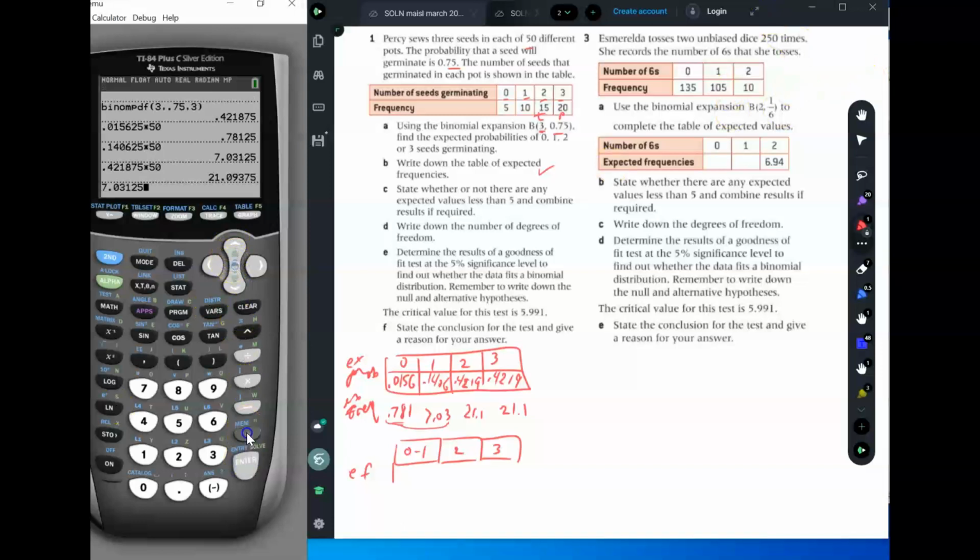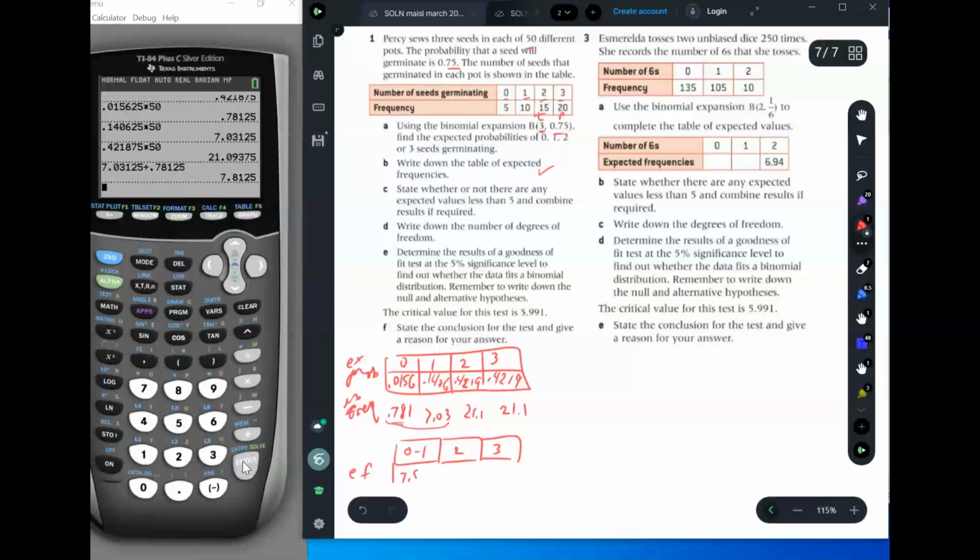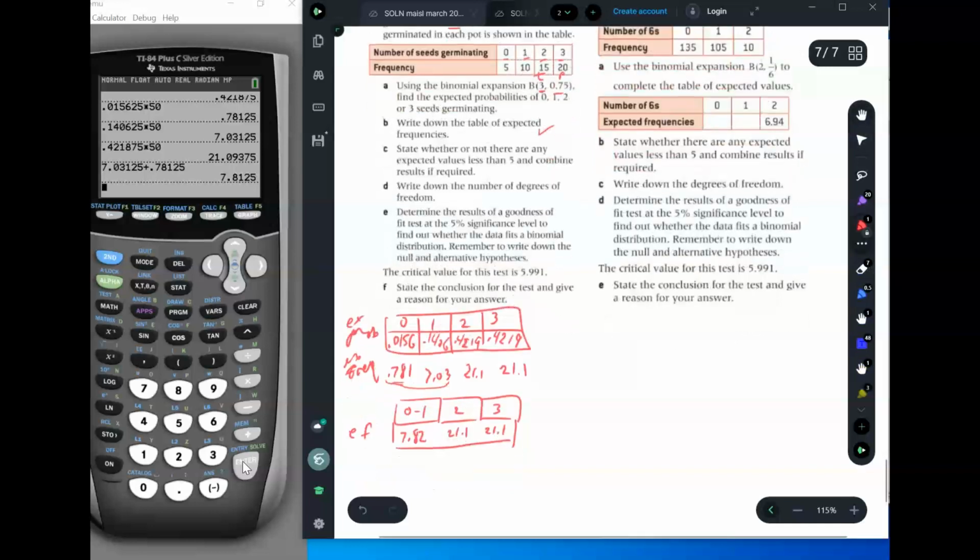So it's this plus 0.781, right? So the expected frequency will be 7.82. And then the next two are just going to be 21.1. Those are fine. They're above 5, so we don't need to combine them. And then the next row is going to be the frequencies in the original table, the observed frequencies. So the first two I'm combining, so 5 plus 10 is 15. And then the next two are 15 and 20.